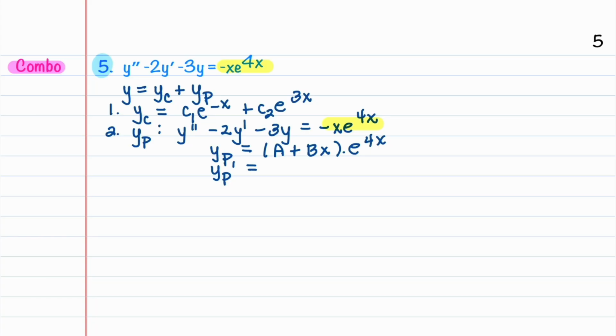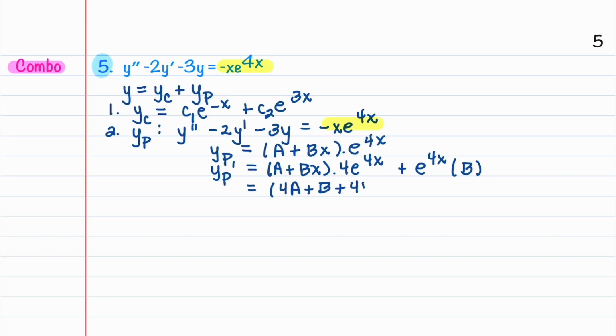When I was recording this video, this is where I made a mistake, and I had to re-record this part. We have our first, which is a plus bx times the derivative of our second, which is 4e to the 4x, plus our second, e to the 4x, times the derivative of the first, which is b. Before we go to take the second derivative, let's combine stuff. We have 4a plus b plus 4bx. And we multiply that by e to the 4x.